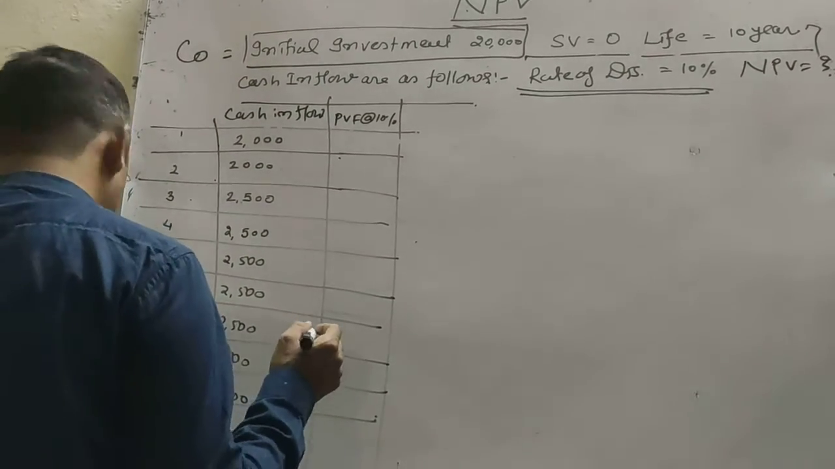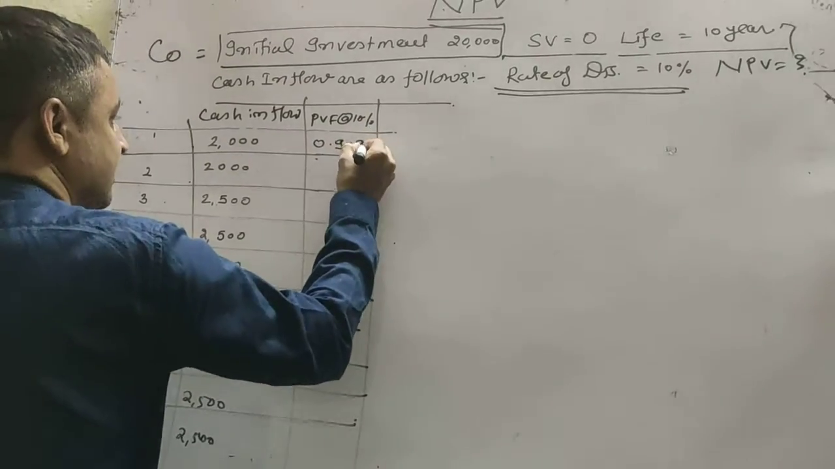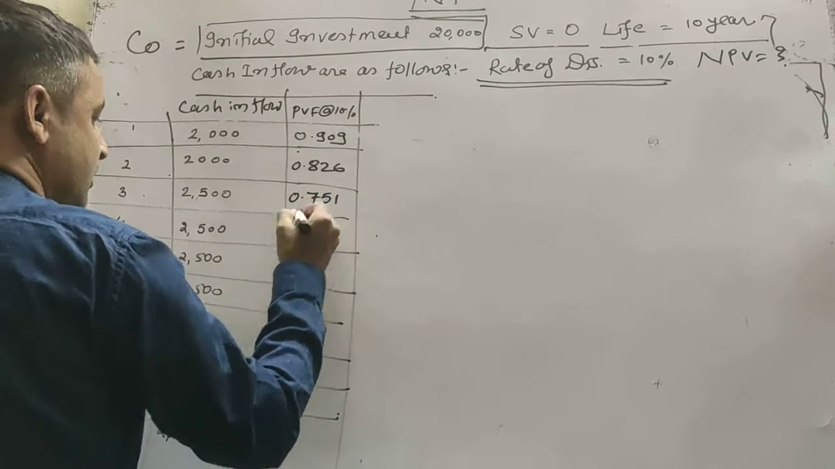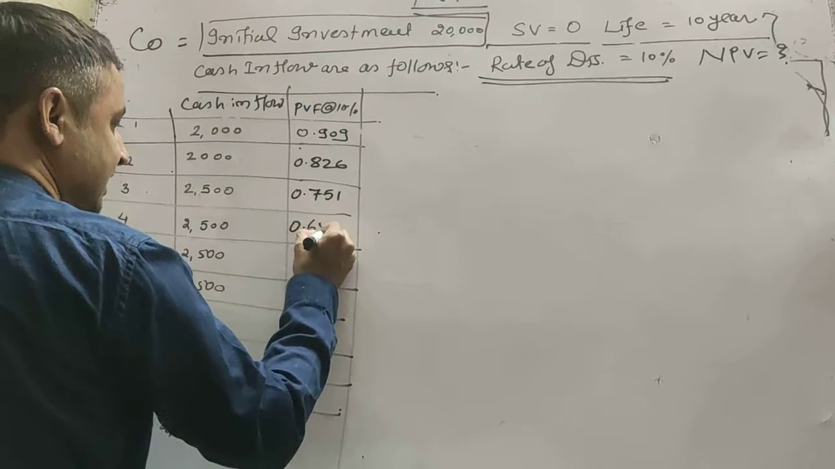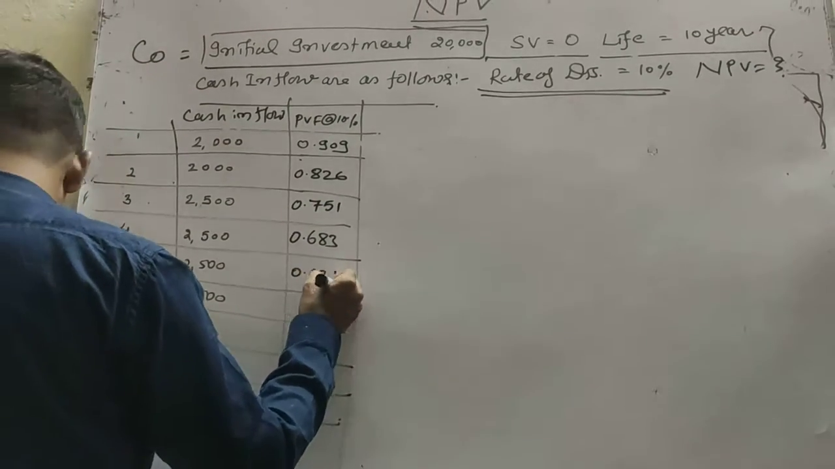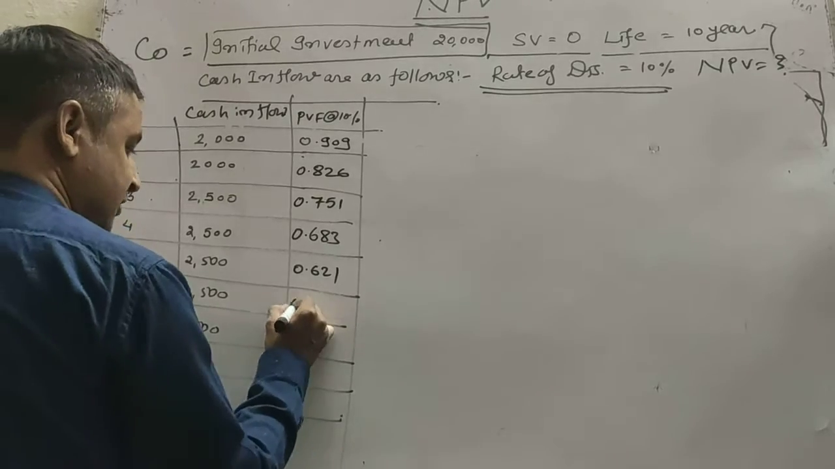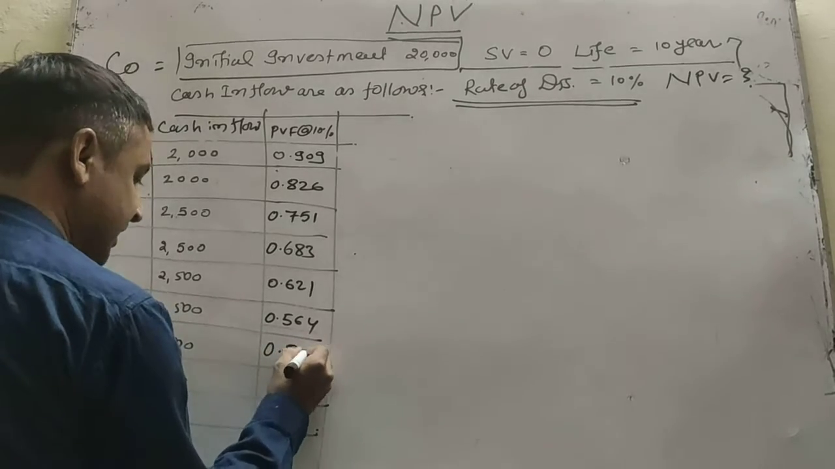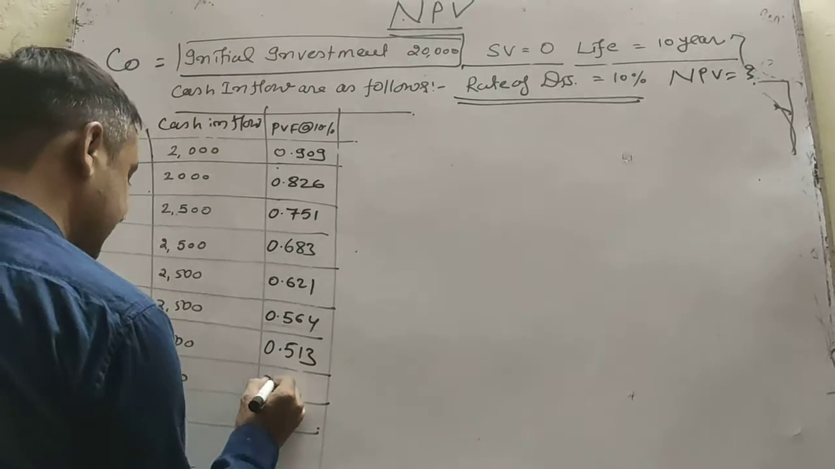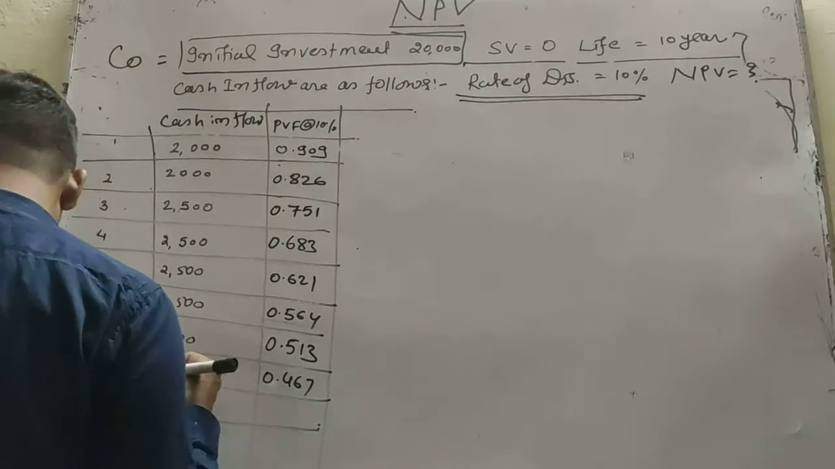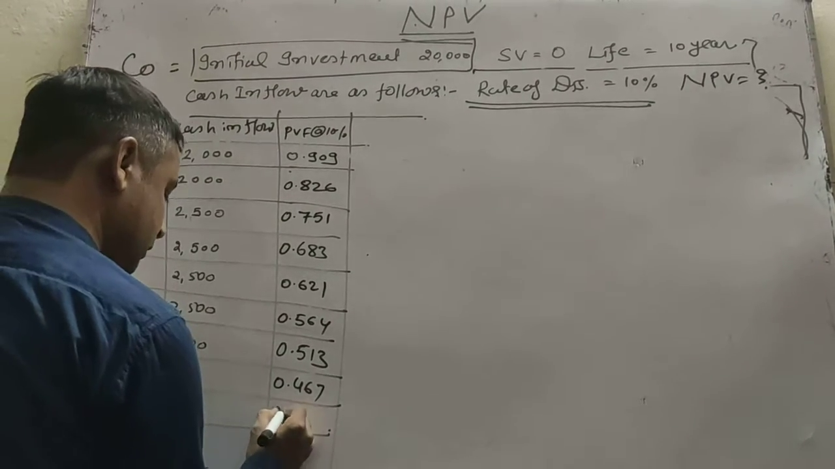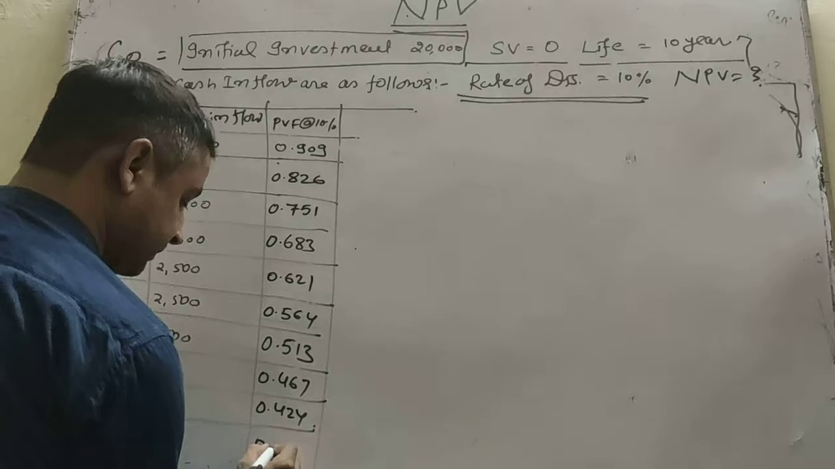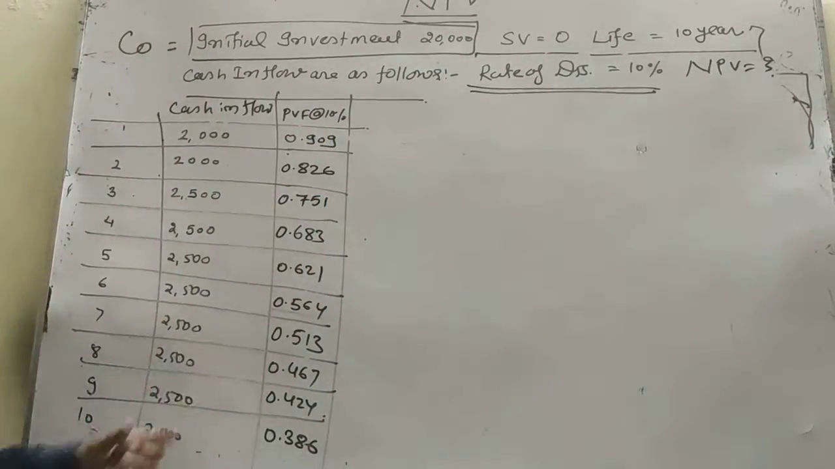That is, for the first year 0.909, for the second year 0.826, for the third year 0.751, for the fourth year 0.683, fifth year 0.621, sixth year 0.564, seventh year 0.513, eighth year 0.466, which comes to 0.467 when rounded, then 0.424 and 0.386. These are the values of 1 rupee.